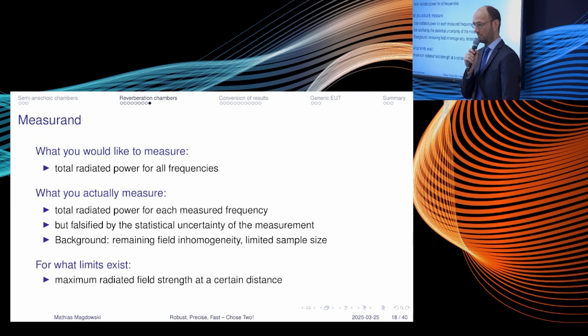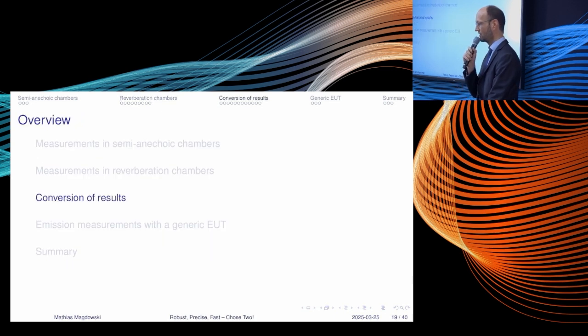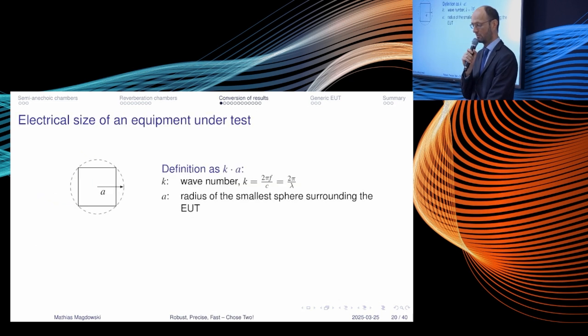And one problem is, okay, we can measure this total radiated power, which is very nice and robust, but there's no limit for this. The limits are all given, or most of the limits are given, in field strengths at a certain distance. This is certainly a problem. So, this brings us to the next section: how can we convert the results between total radiated power and field strength at a certain distance? And for this, we somehow need to define what is called the electrical size of our equipment under test.